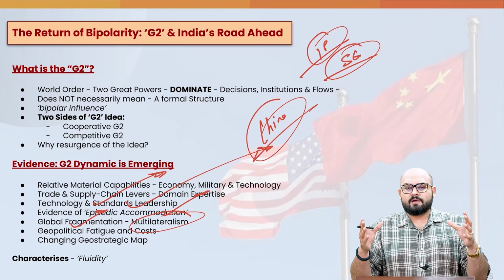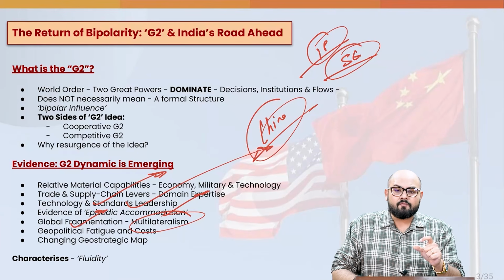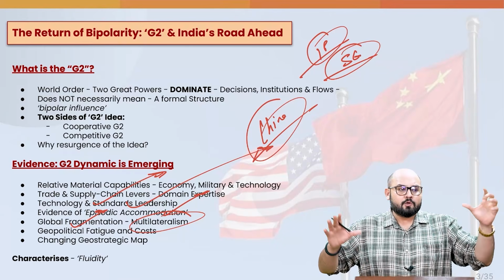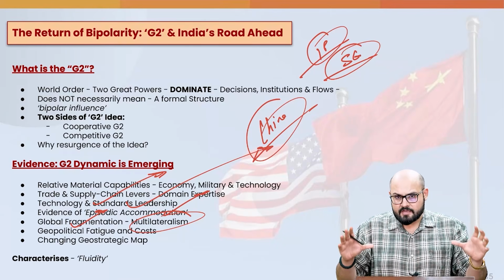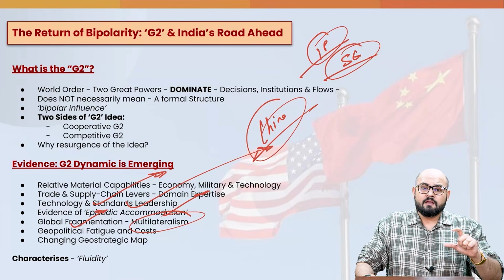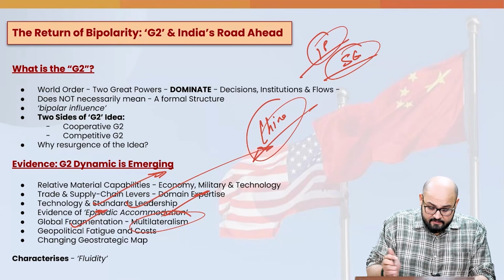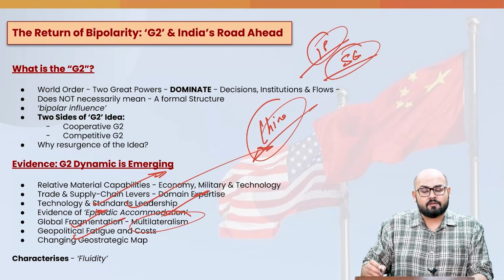And what we are ultimately witnessing is lack of cooperation. And in this particular scenario, what these countries feel, especially US and China, is to come together and have a bilateral setup. So they're not dependent upon these multilateral institutions, primarily because these multilateral institutions have failed to deliver on the objectives. Then we have geopolitical fatigue and cost.